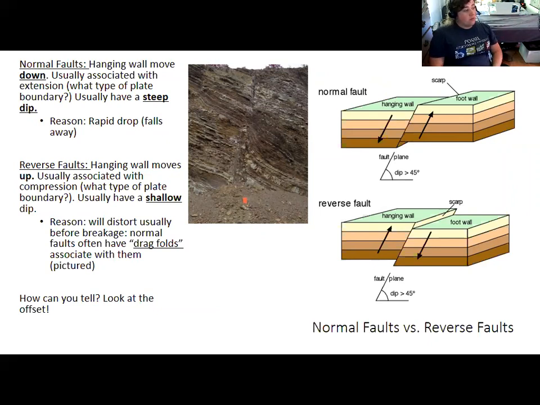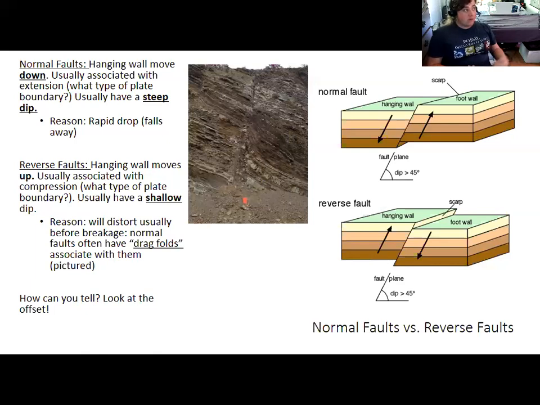Reverse faults occur when the hanging wall moves up as a result of compression, and you get reverse faults at convergent plate boundaries, and they will usually have a much shallower dip, because when you have a convergent plate boundary, you'll have the rocks usually distorting and folding a fair bit before you actually get breakage and movement. And this picture shows what's called a drag fold, that shows that the layers of sedimentary rock got folded, they got distorted a little bit, and then moved like this.